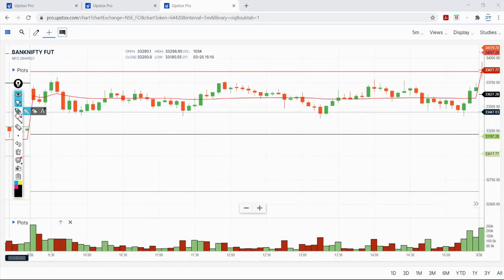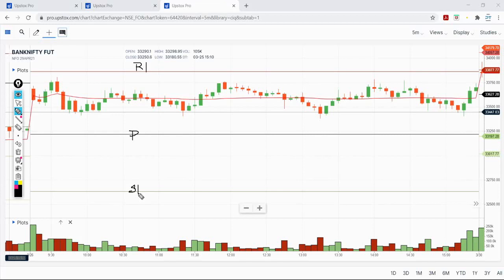So very simple. First, this is the pivot. I'm just marking it as P. We are using R1 and S1. Simple. No other pivots, R2, S2, we are not using anything. Pivot line, R1, that is resistance 1, and support line S1.